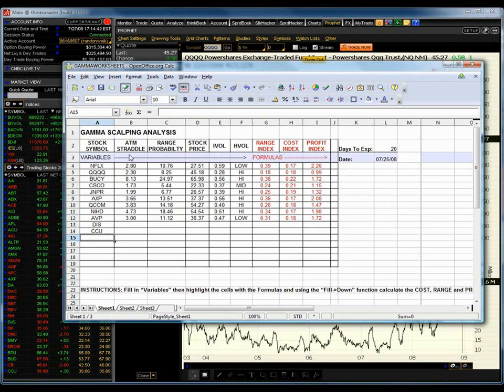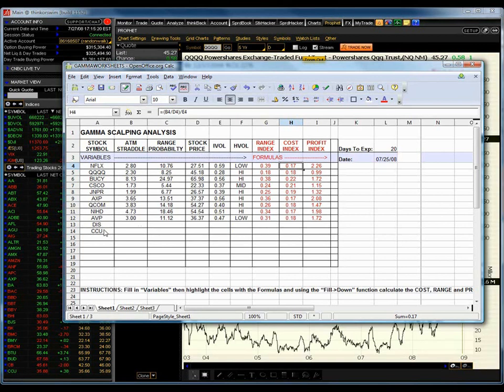The cost index is simply a calculation of the at-the-money straddle divided by the price of the stock, divided by its implied volatility. And we get a relatively low cost index on that because there is quite a low cost compared to the cost of the stock itself. If we go down, there's a couple other issues that are also extremely low cost. For example, American Express and NAIHD, which we've already done an analysis on in this spreadsheet. But I want to take a look at a couple of other issues.